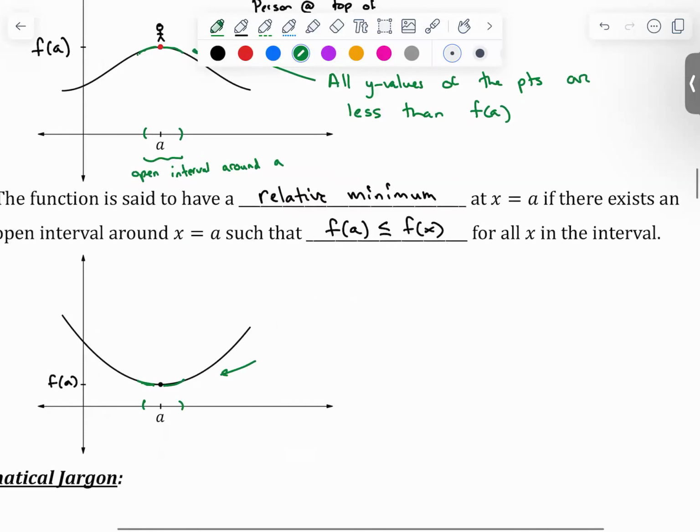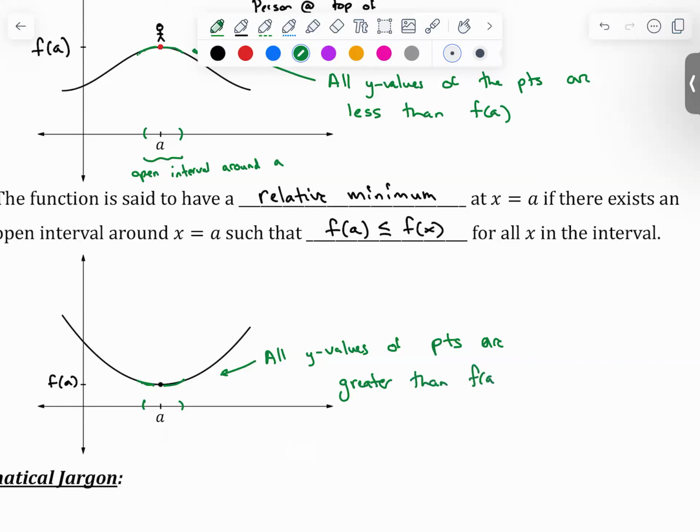And then similarly, all y values of points are greater than f of a. So if you're looking at it intuitively, and you're trying to think of it in terms of a person, the person is at the bottom of a valley.